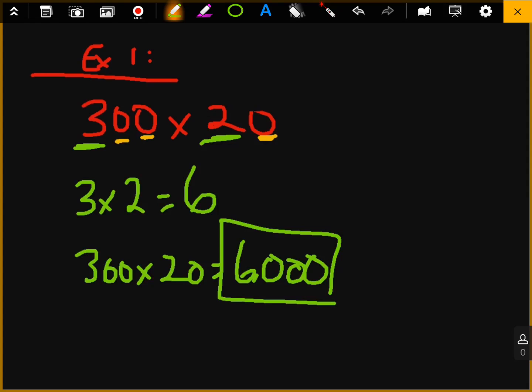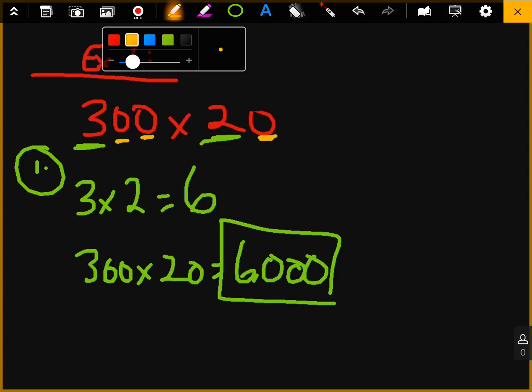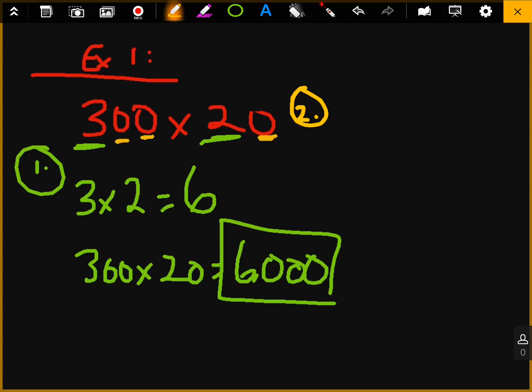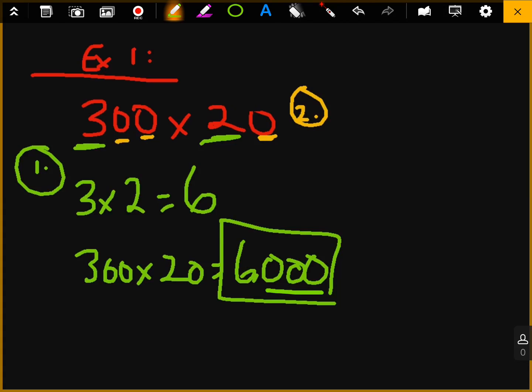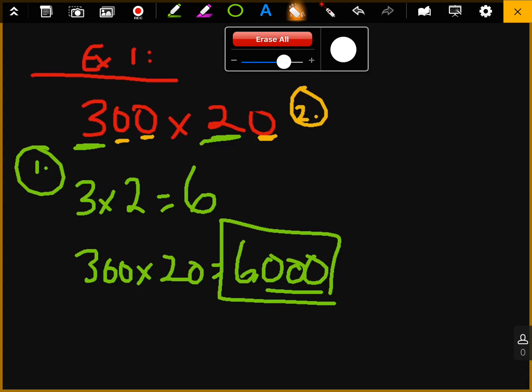Okay? Once again, you use your multiplication facts. So this was step 1, use your multiplication facts. Then step 2 is count the zeros, okay? And then all you have to do is solve, all right? 3 times 2 is 6, because those are all whole numbers. And those 3 zeros mean they have to be tacked on at the end of the problem. So that's why we have these zeros right here. All right, let's go ahead and do example number 2.